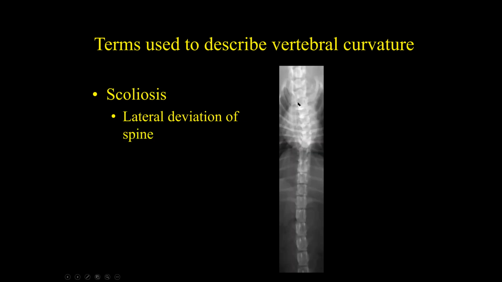The other, more common one that you've probably heard of is called scoliosis, where you have an abnormal lateral curvature of the spine. The curvature goes either to the right or the left side. Again, most of the time it's incidental when you see it.